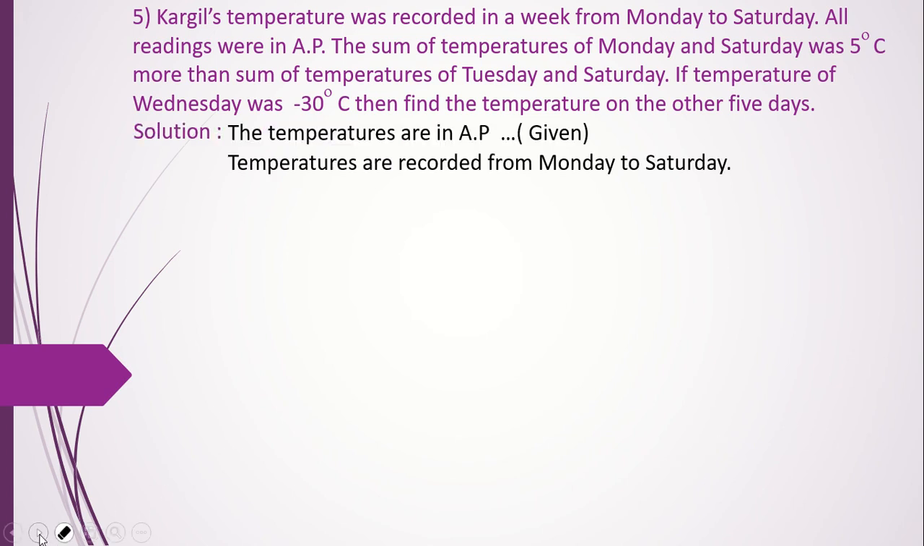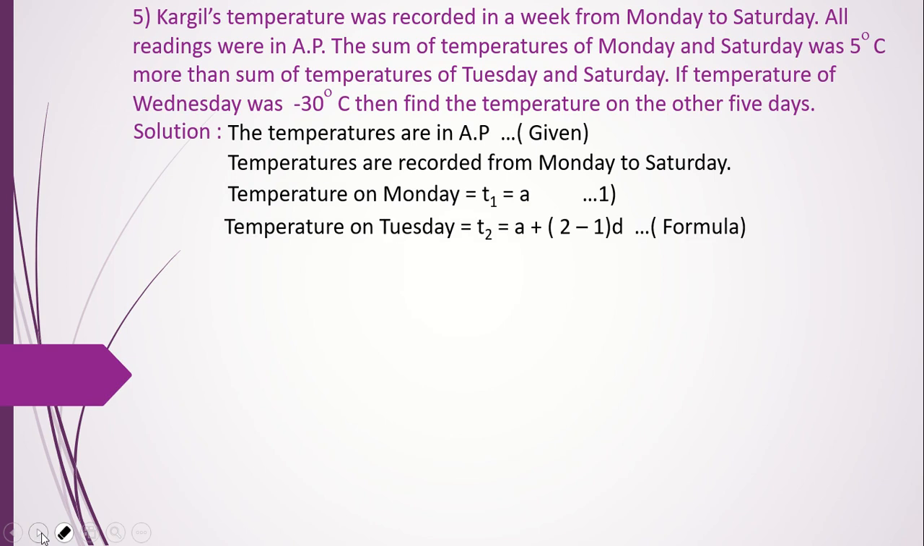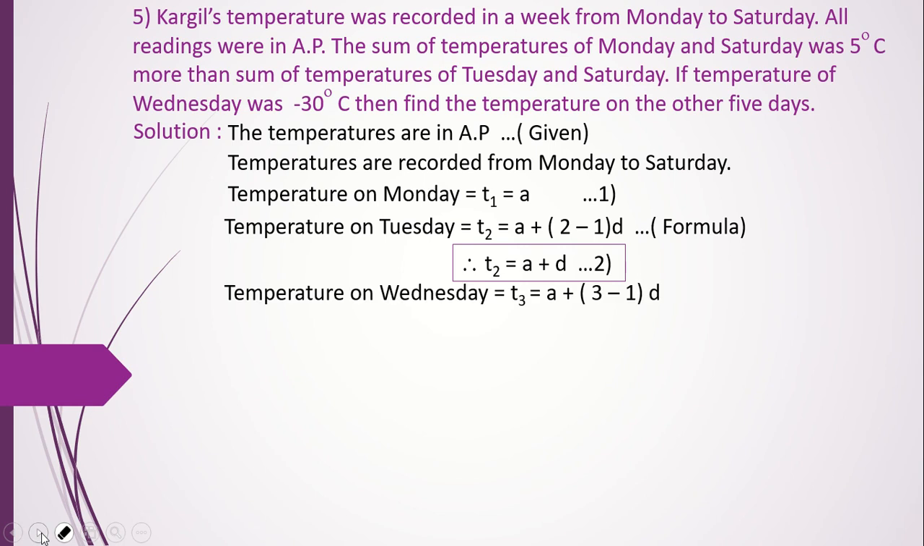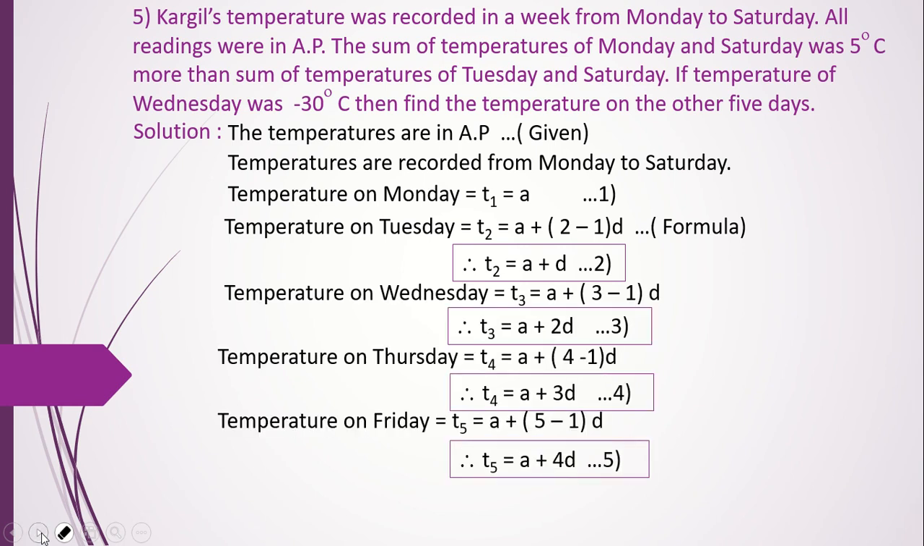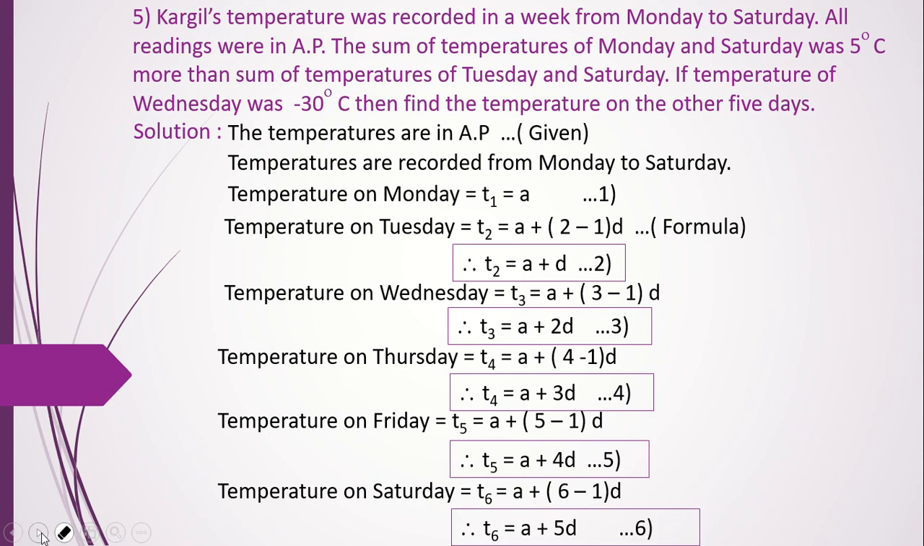The temperatures are in AP, it is given already. So we find T1 is a, T2 is a plus d. Using the Tn formula I have done that. T3, T4, T5, all these temperatures we get, and T6. Then what have we done from the given condition? The sum of the temperatures of Monday and Saturday is 5 degrees more than the sum of the temperatures of Tuesday and Saturday.